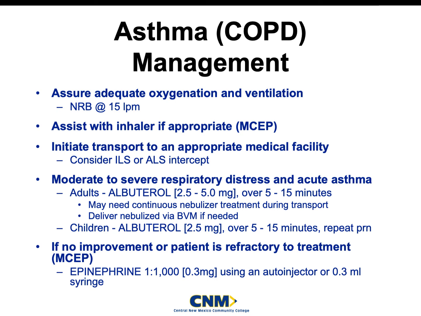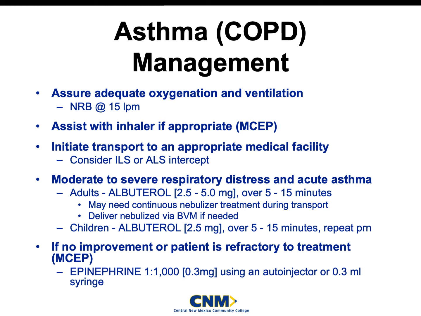If it is severe, okay, adults, anytime that we hear wheezing, we are going to give albuterol and ipratropium at the same time, okay? Albuterol, your adult dose is 2.5 to 5 milligrams over 5 to 15 minutes with a max dose of 10 milligrams, okay?